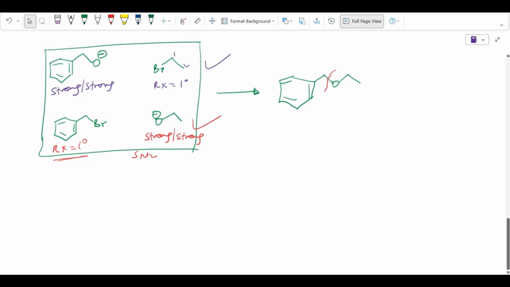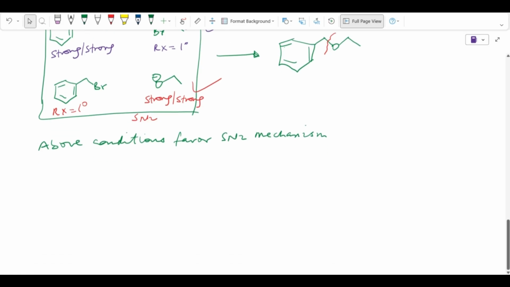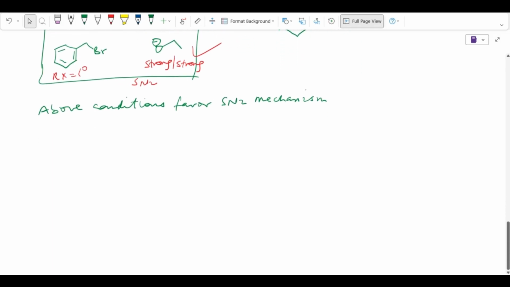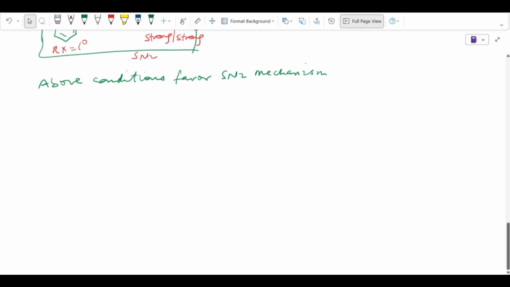In other words, we can now conclude that either of the above conditions will favor the SN2 mechanism. Therefore, either reagent will work. So let's go over another example, or another problem.